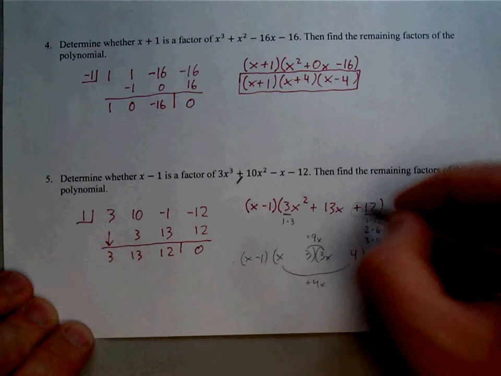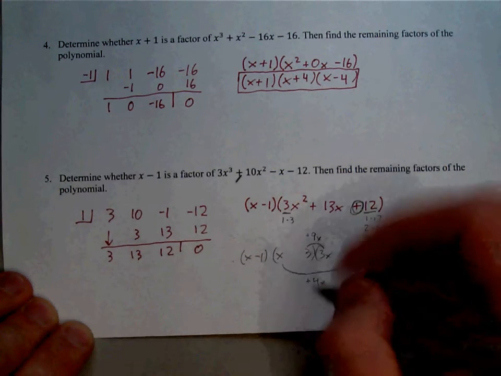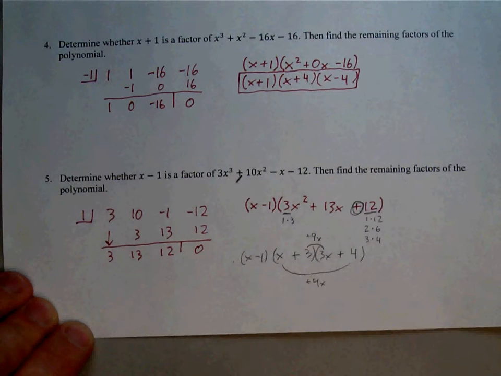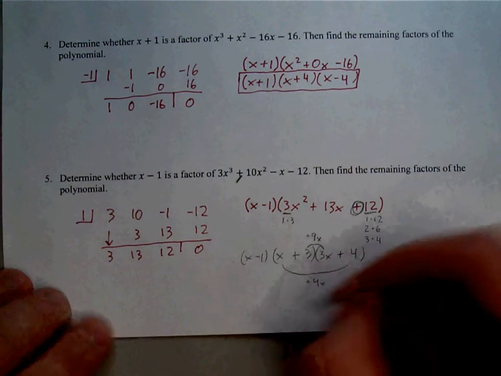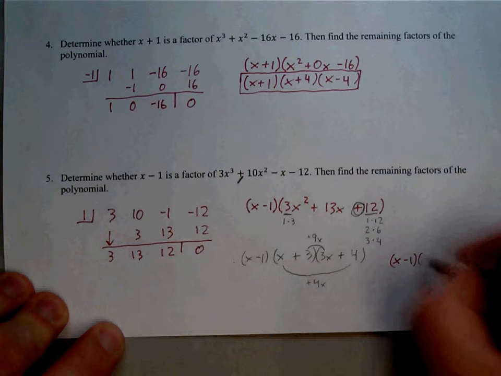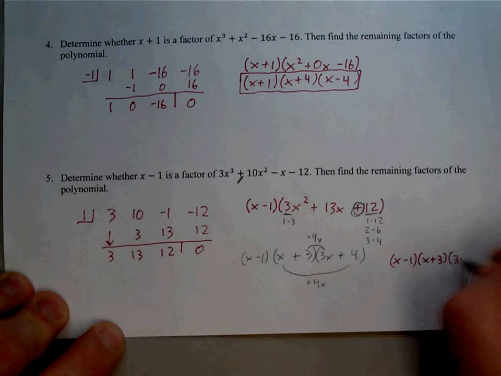And we didn't talk about this, but that last sign was a positive. In order for things to multiply to a positive 12, they have to have the same sign. So a positive positive would work. So that's right. So I want this 3 to be positive, and I want the 4 to be positive. And there's my answer. I might rewrite it now in my pen. I have an x minus 1, an x plus 3, and a 3x plus 4.